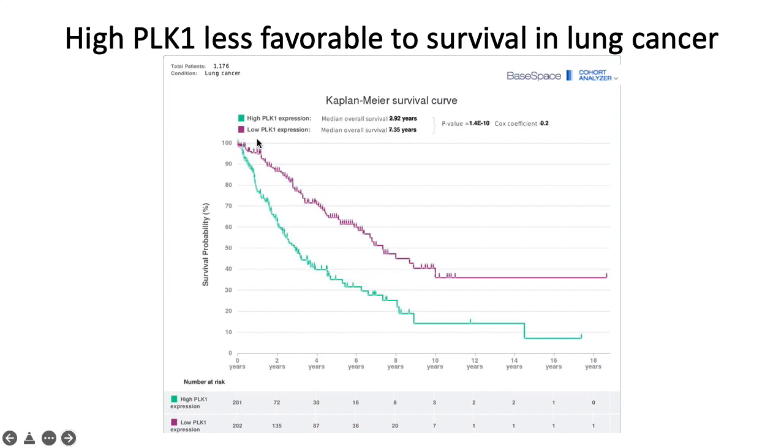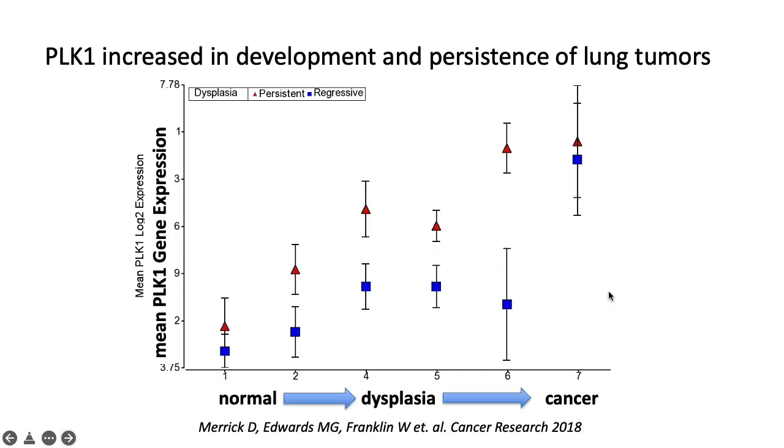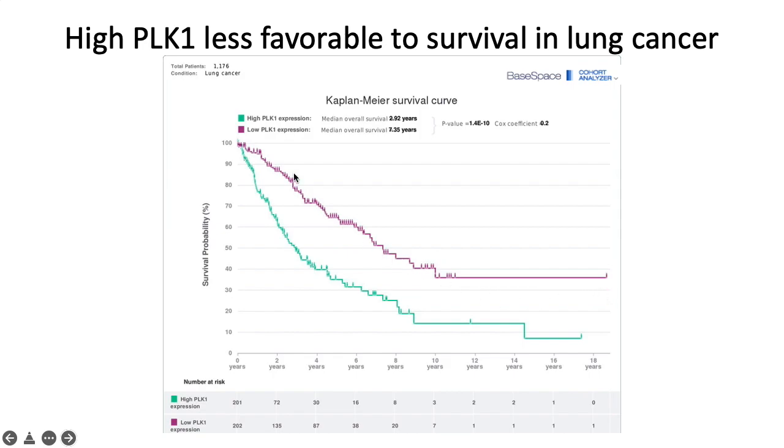So here you'll notice when it's low, in the purple, the survival over 5 years or even longer is much better than when you have high polo-like kinase expression. So something about this gene, and it being overexpressed in these samples, is contributing to the actual death of the patients, right? Good criminal. Well, bad criminal, but good in our case.